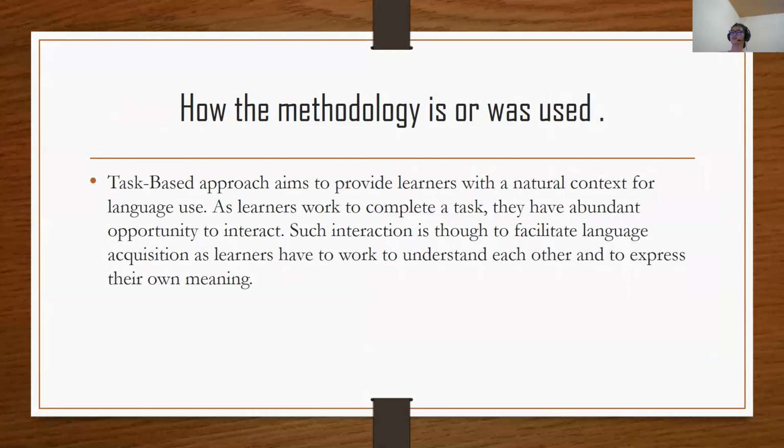And how the methodology is or was used. The task-based approach aims to provide learners with a natural context for language use. As learners work to complete the task, they have abundant opportunity to interact. What does that sentence mean? The teacher provides a task. It can be a main task or a small task, but they need to scaffold the task with the activities, and the students have the abundant opportunity to interact.